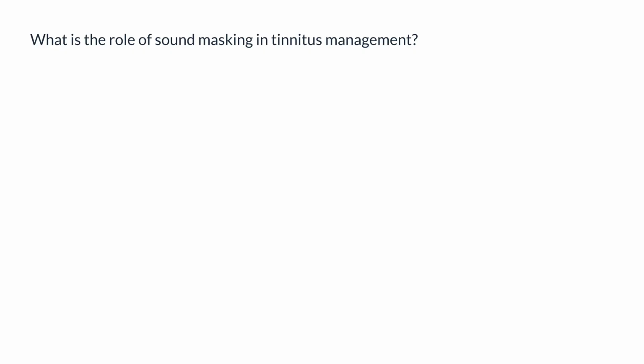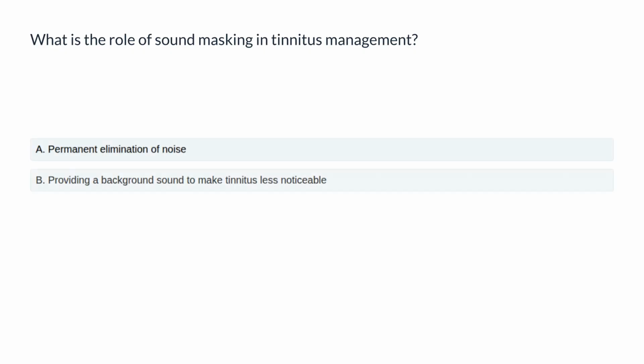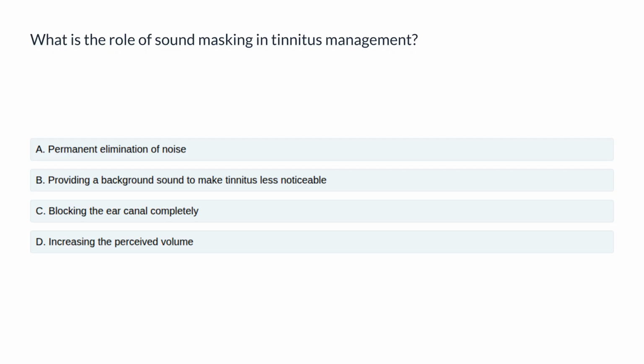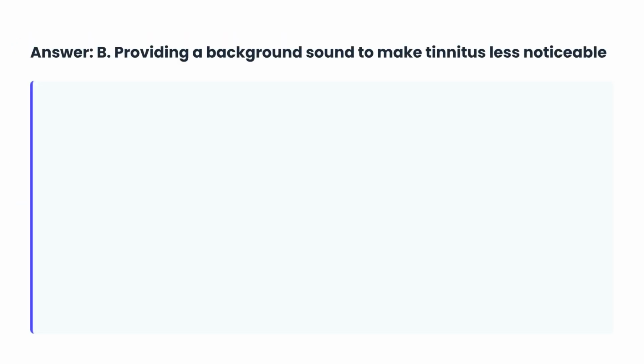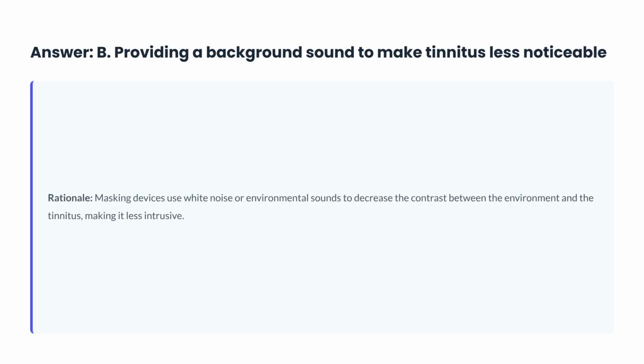What is the role of sound masking in tinnitus management? Is it permanent elimination of noise, providing a background sound to make tinnitus less noticeable, blocking the ear canal completely, or increasing the perceived volume? The answer is B, providing a background sound to make tinnitus less noticeable. Masking devices use sounds like white noise to decrease the contrast between the environment and the tinnitus, making it less intrusive.